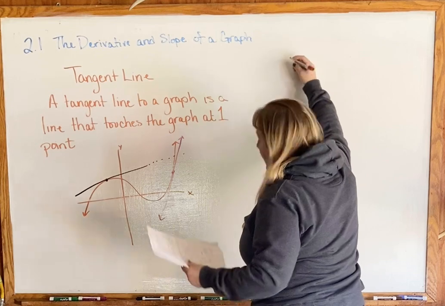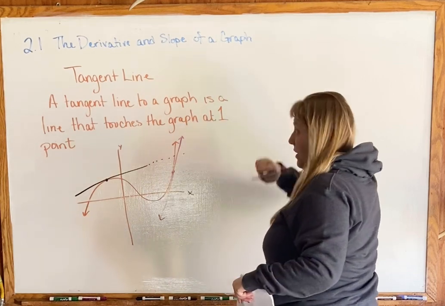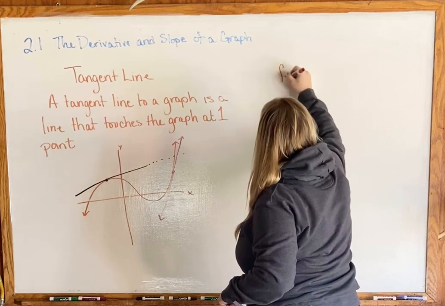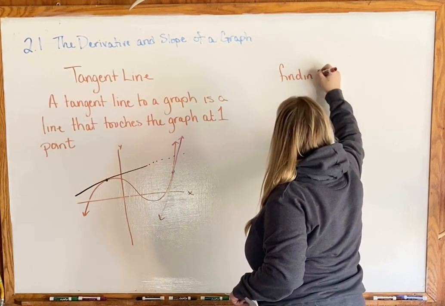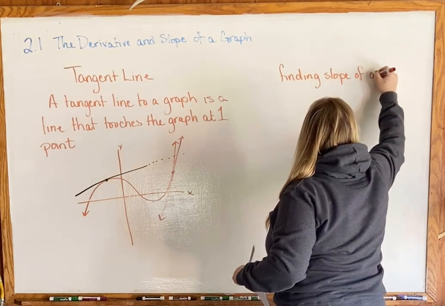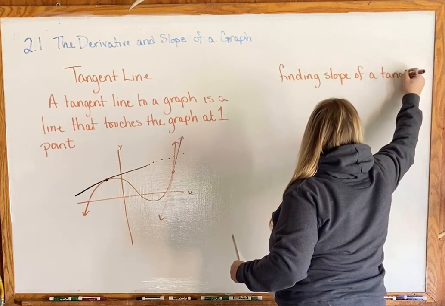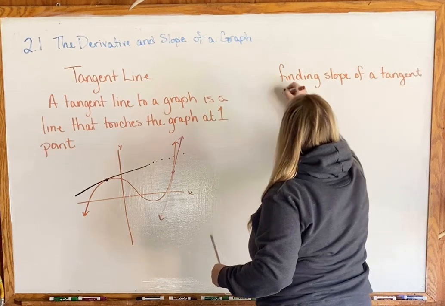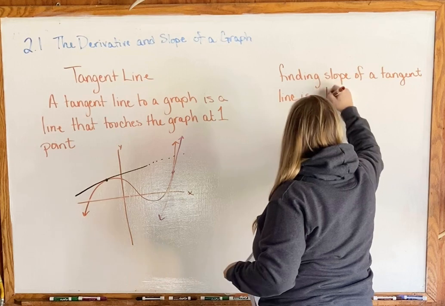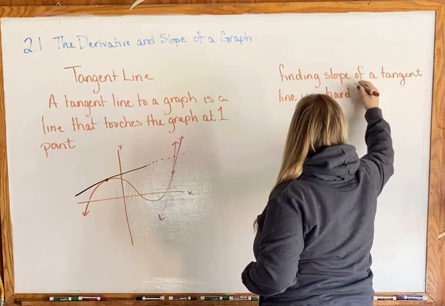But finding the slope of a tangent line is hard because we only have one point.